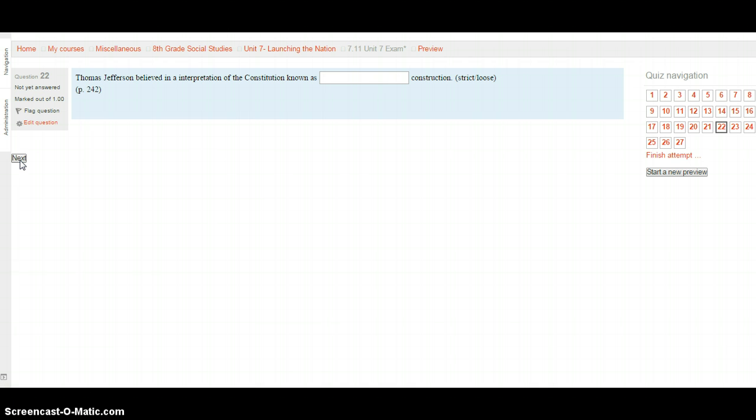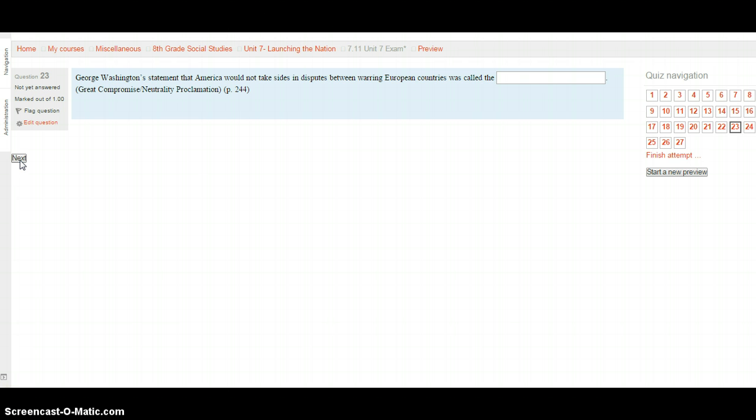Question 22. Thomas Jefferson believed in an interpretation of the Constitution known as blank construction. Was it strict construction or loose construction? Go to page 242 to look your answer up, select your choice, and when you're ready, click Next.